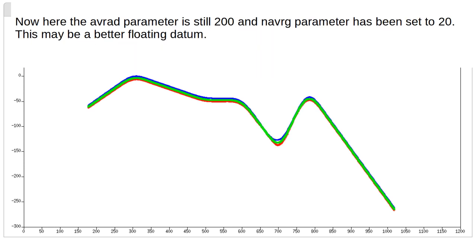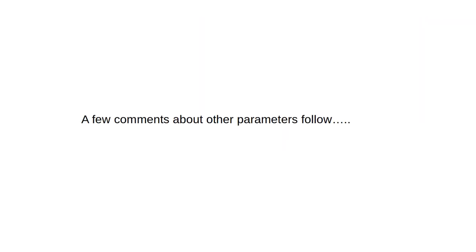Now here, the avrad parameter is still 200, and the navrage parameter has been set to 20. This may be a better floating datum. A few comments about other parameters follow.